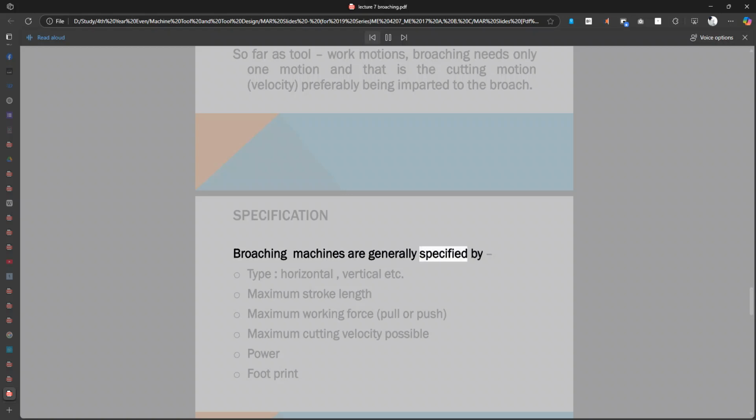Specification. Broaching machines are generally specified by: type, horizontal, vertical etc.; maximum stroke length; maximum working force, pull or push; maximum cutting velocity; possibly power; and footprint.